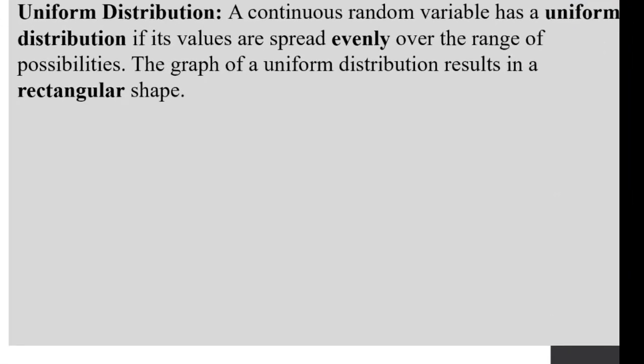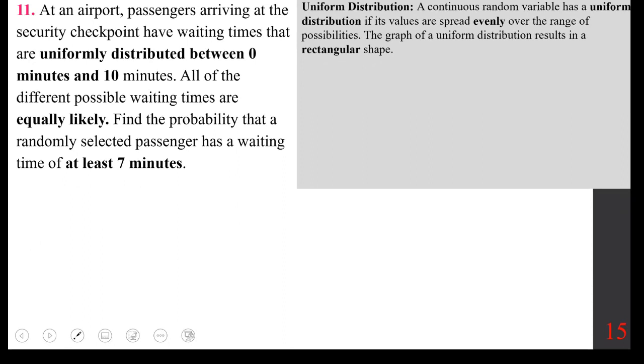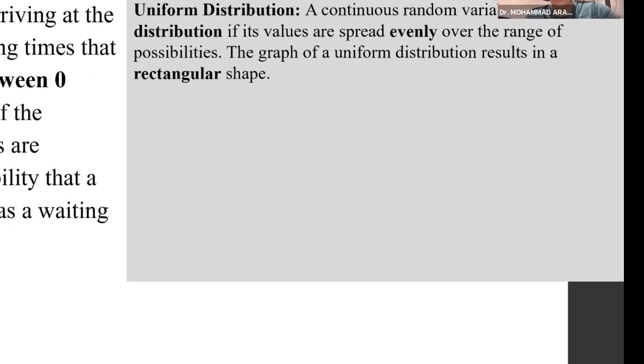Uniform distribution. A continuous random variable has a uniform distribution if its values are spread evenly over the range of possibilities. The graph of a uniform distribution results in a rectangular shape. So that's the definition of a uniform distribution. Ultimately, you get to a rectangular shape.